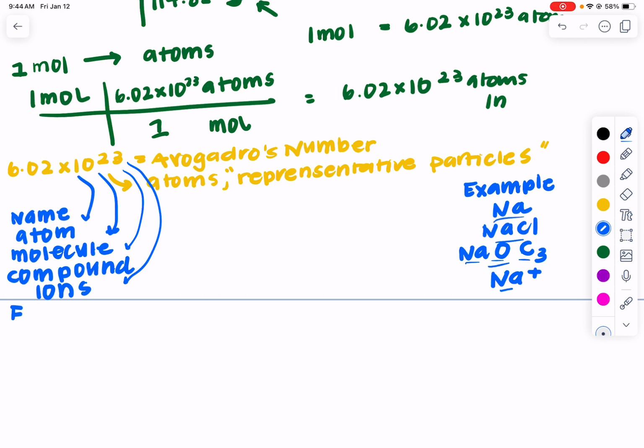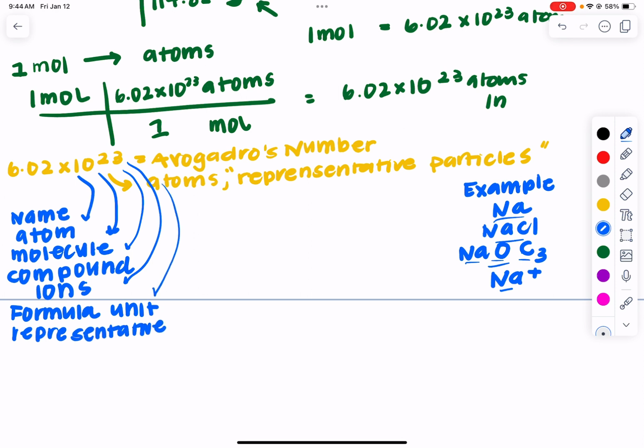You could also see the word formula units. Again, representative particles. And again, the number doesn't change, just the term changes depending on the actual molecule that we're talking about, or depending on the substance that we're talking about.